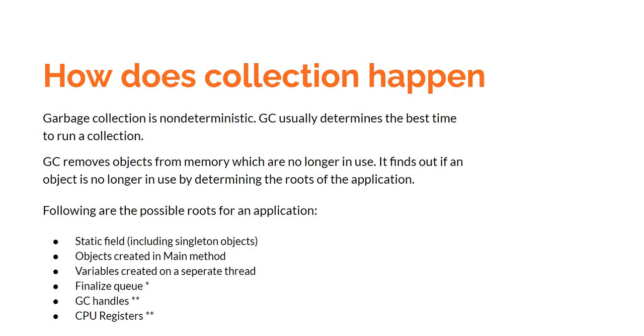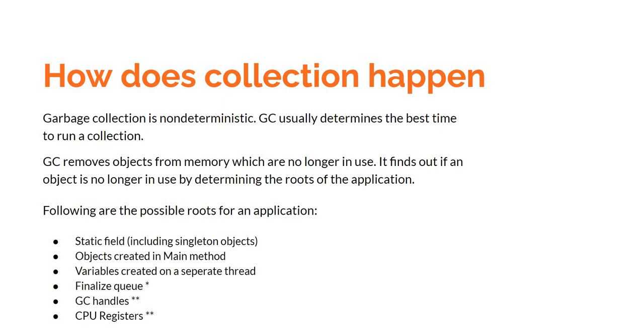Variables created on a separate thread, the finalize queue, GC handles, and CPU registers. Let's go through each one of them. I've given a star around finalize queue because it's a larger topic and needs a little bit of time to discuss. GC handles and CPU registers are things we usually don't even deal with, so I'm not going to talk a lot of details about them.